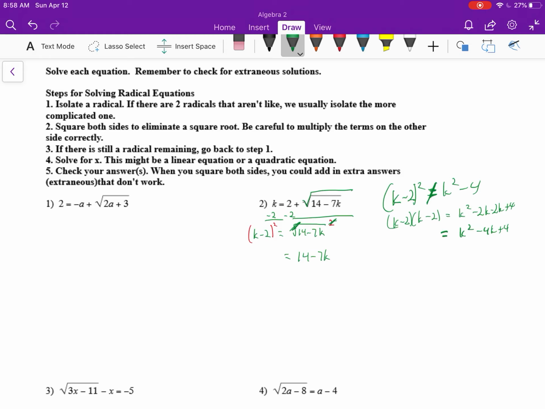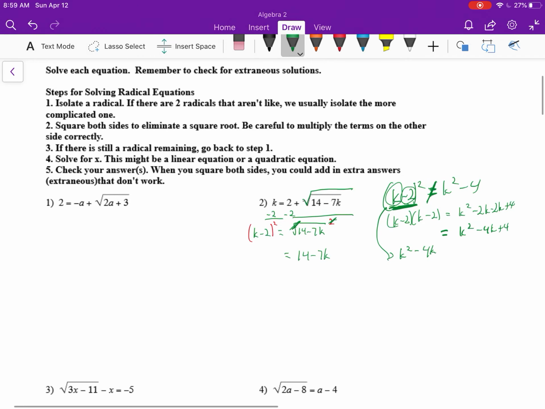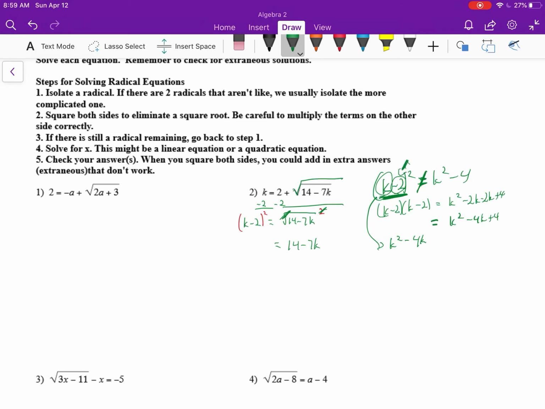Now, we did learn a shortcut for figuring that out. Whenever you have a binomial squared, you take the first term and square it. You take the first term times the second term times 2. So k times negative 2 is negative 2k, times 2 is negative 4k, and then you square the second term. So negative 2 squared is 4. So that's a shortcut, or you can write it out and use FOIL to get that. Regardless, you see that we get the same thing. So this is k squared minus 4k plus 4.